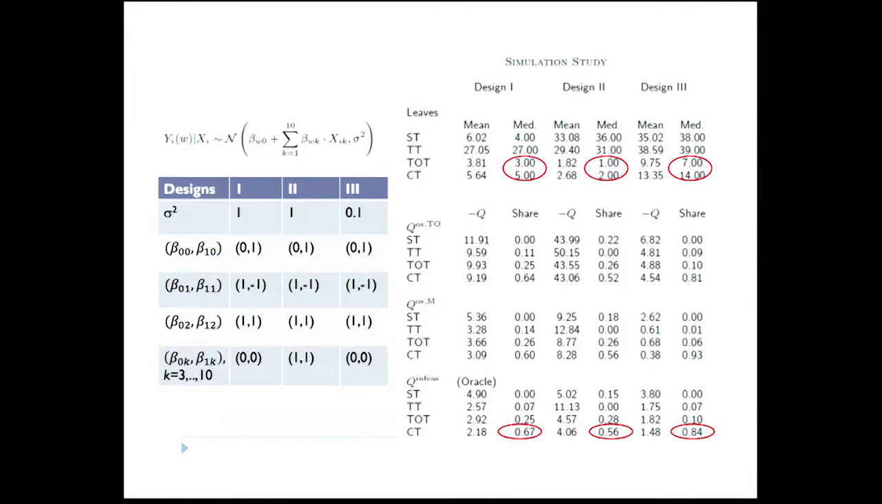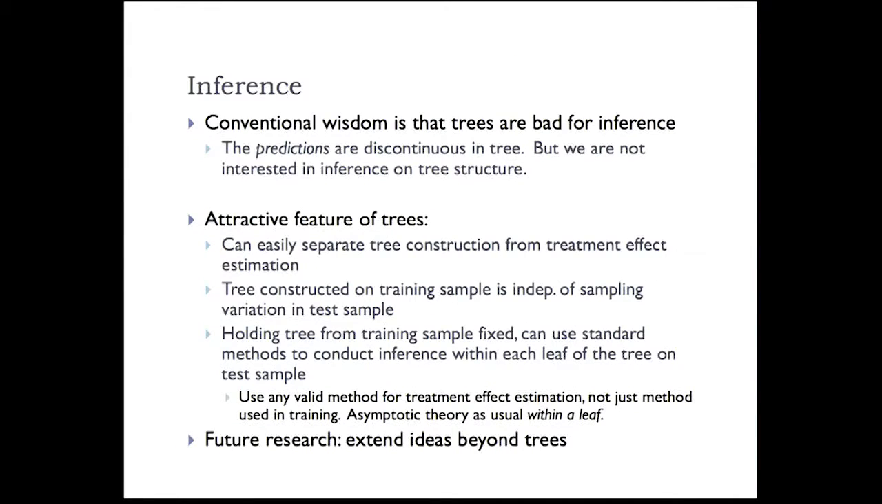So let me, in the interest of time, skip the simulations. The conventional wisdom is that trees are bad for inference, but that's because they're discontinuous. What I don't want to do is inference about my tree. I want to do inference about the treatment effect within a leaf. And so there, actually, the tree is perfect because the construction of the tree is just going to be a way to partition my covariate space.